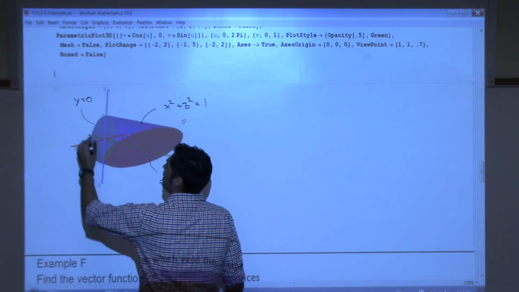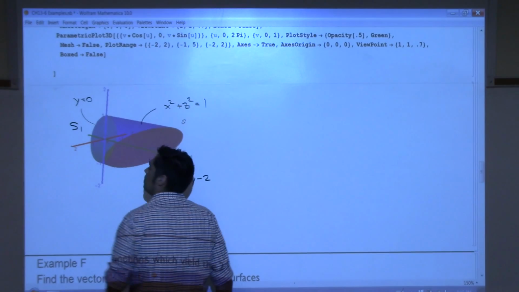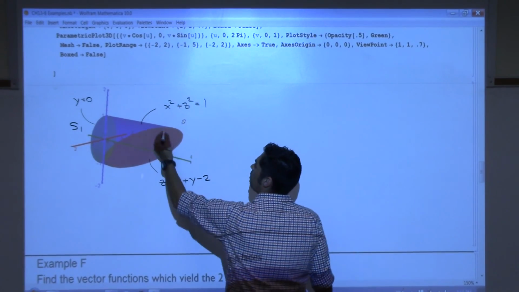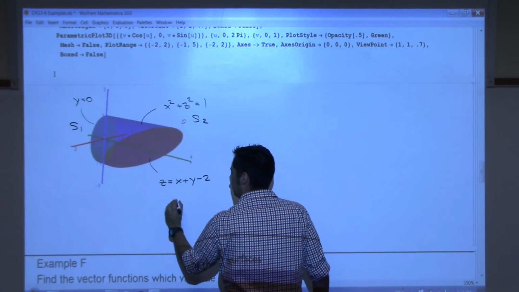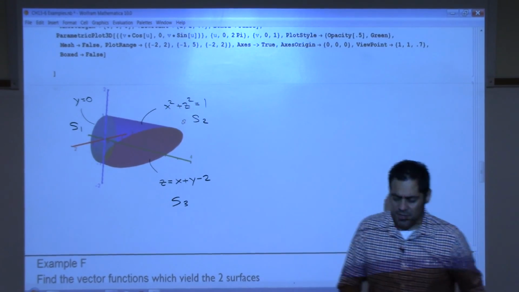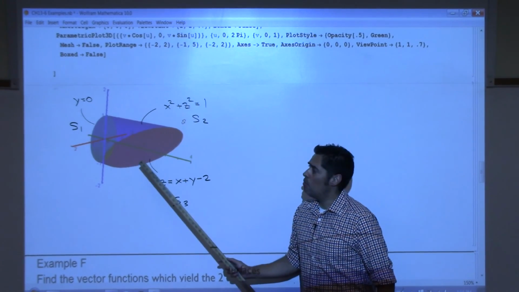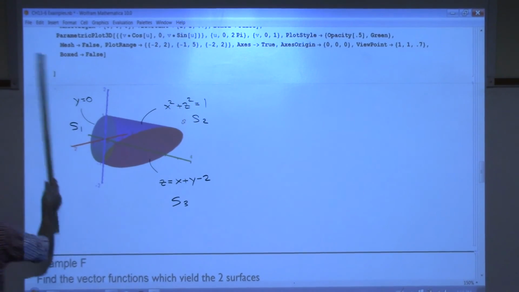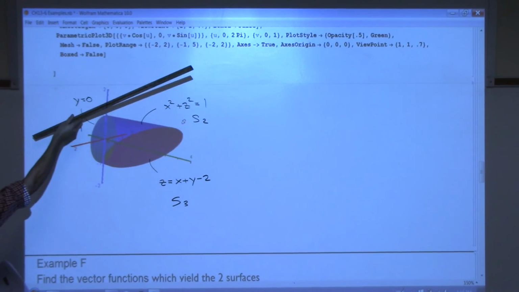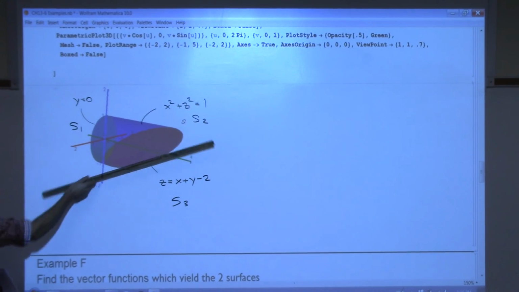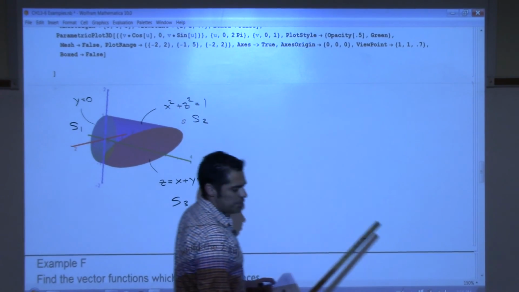Why don't we call this one over here, the backside, S1? Why don't we call this one over here S2? And the one that comes from here S3. Does everyone understand that this is a cylinder that's been cut with the plane y equals 0 at the back, and then cut with a plane at an angle that cuts it off this way? Got it? So we have three surfaces.